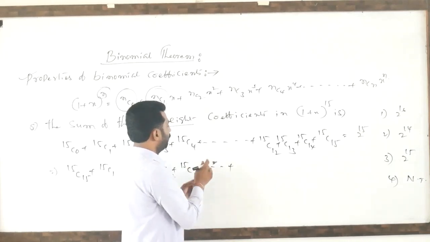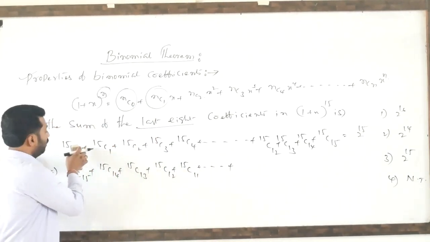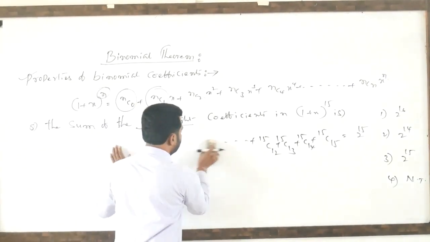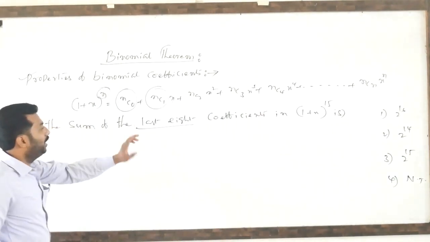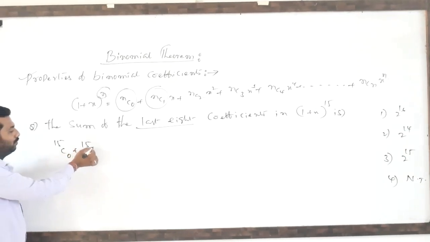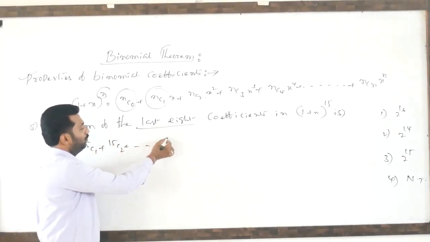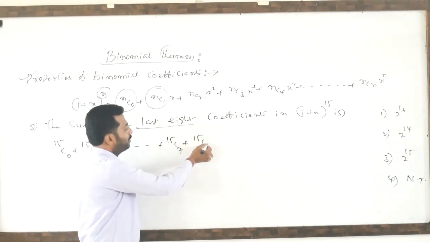Here somewhere, instead of writing all, you write like this. Because the binomial coefficients, they are asking only the last 8, no. What are the first 8 we see? 15C0, 15C1, 15C2, 15C7, 15C8.